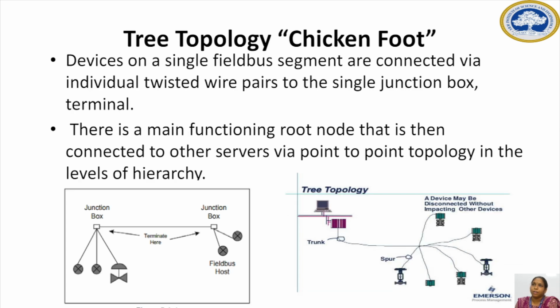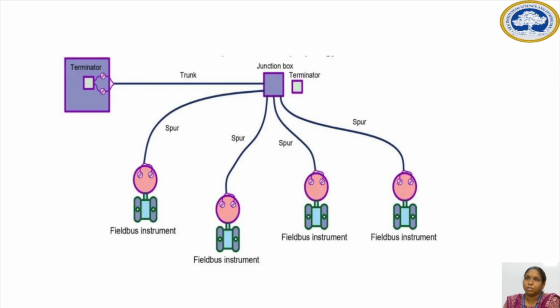Tree topology, or it can be called chicken foot. Devices on a single field bus segment are connected via individual twisted wire pairs to a single junction box or terminal. There is a main functioning root node that is then connected to the other servers via point-to-point topology in the level of hierarchy. This is the topology where spur wire is used between the junction box and the field instruments, and trunk wire is used between the junction box and the terminator.